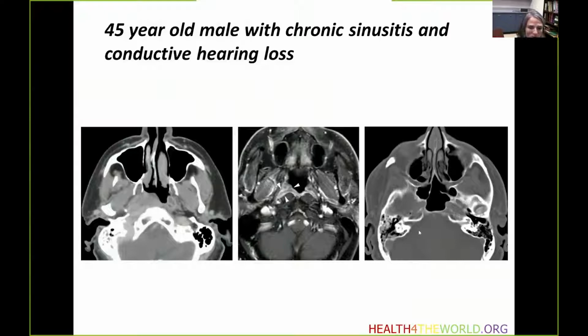Another thing that you notice is that there is effusion or opacification of the right mastoid air cells. This patient had conductive hearing loss, which is likely from this effusion, and the effusion is caused by an obstructive lesion in the nasopharynx that is occluding the eustachian tube and results in eustachian tube dysfunction.